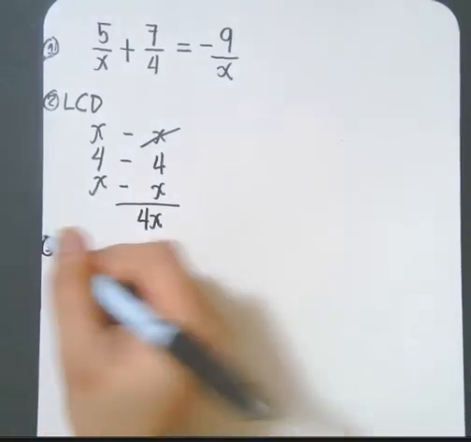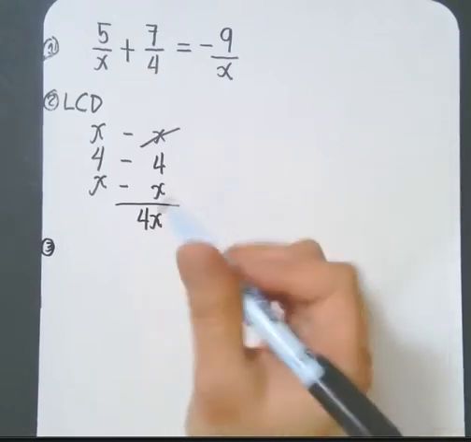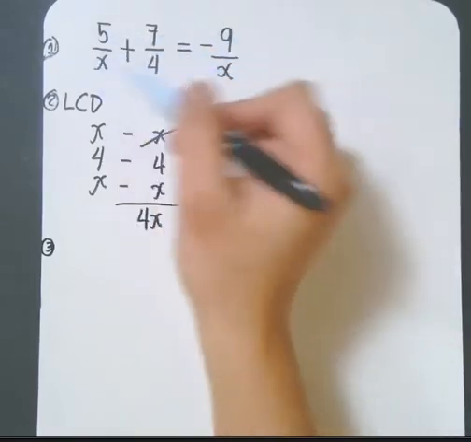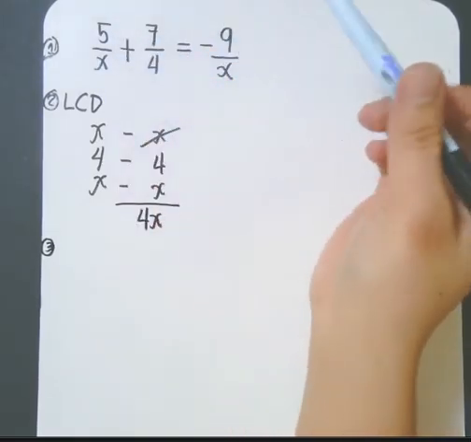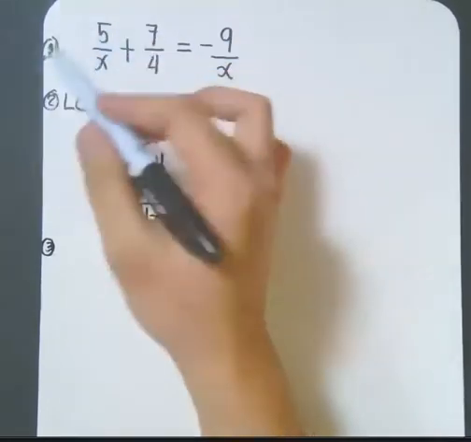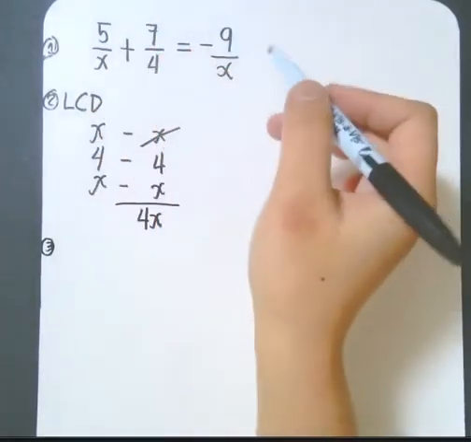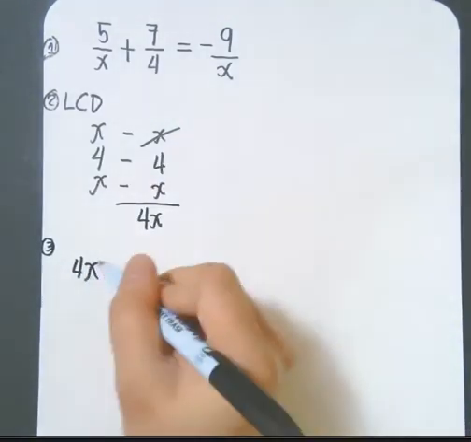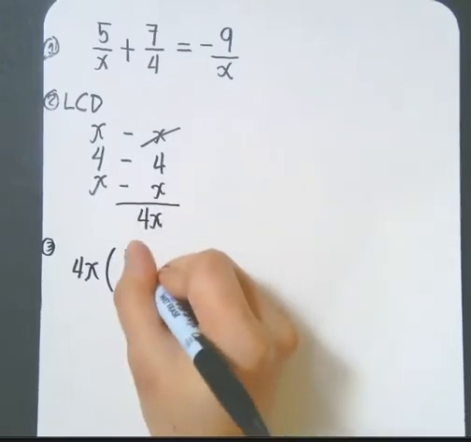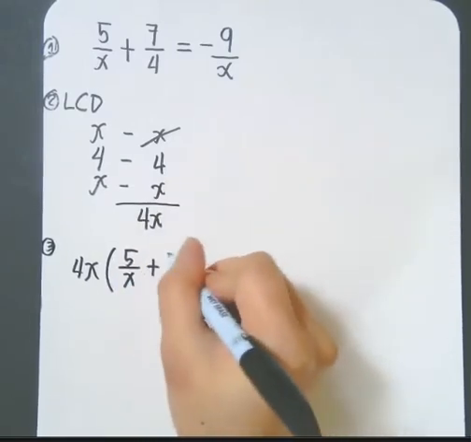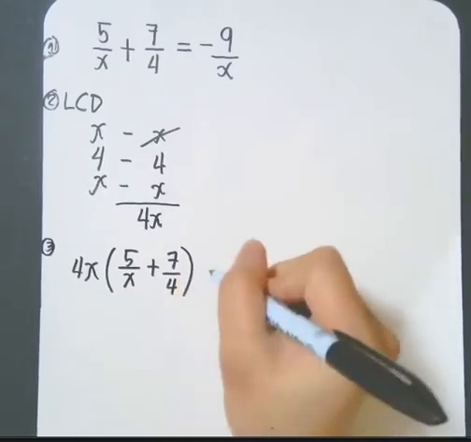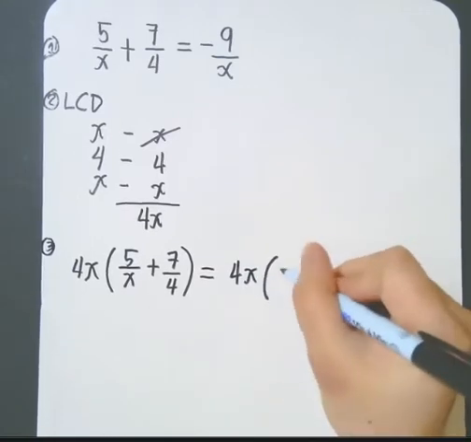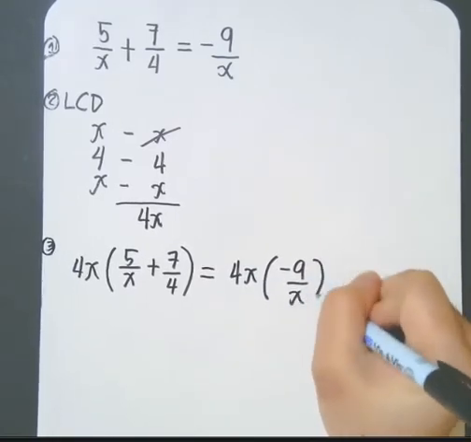Step number 3, we need to multiply our factor or LCD with each side of our equation, because whatever is done with the right side of the equation should also be done with the left side of the equation. So we'll multiply our LCD 4x by 5 over x plus 7 over 4. And we also multiply it to the other side of the equation, 4x times negative 9 all over x.